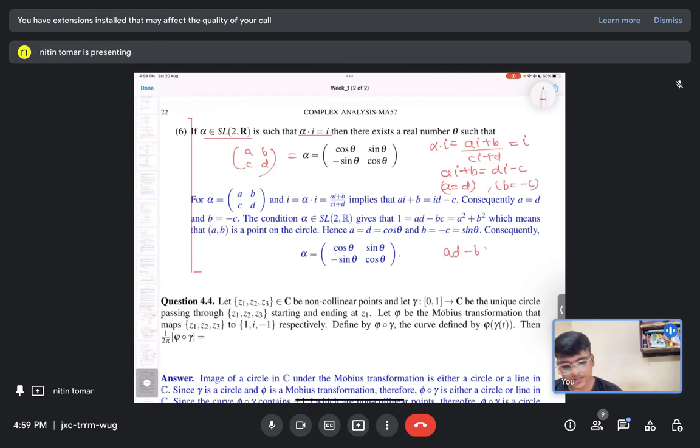And because it is in SL2R, AD minus BC equal to 1. So A equal to D means A square minus BC will be plus C square, or you can take B square, equal to 1. So A square plus B square equal to 1 means (A, B) is a point on the circle. And every point on the circle looks like cos theta, sine theta. So if A equal to cos theta, then D is also equal to cos theta because A equal to D. And if B equal to sine theta, then C has to be equal to minus sine theta. And this is what we have proved. Is this clear?